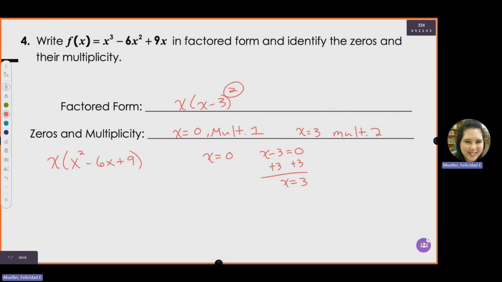Your exponent here is going to tell me my multiplicity. Same thing on the outside for this one. This actually has an x to the 1. That tells me my multiplicity. So my multiplicity is my exponents.